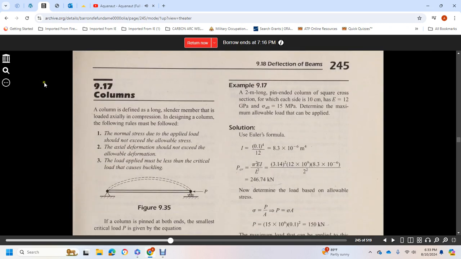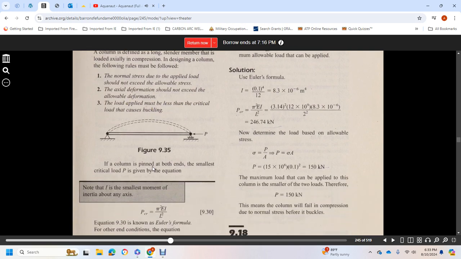9.17 Columns. Columns define long slender members subject to longitudinal axial compression. In designing a column, the following rules must be followed. Normal stress due to the applied load should not exceed the allowable stress. Axial deformation should not exceed the allowable deformation. The load applied must be less than the critical load that causes buckling.